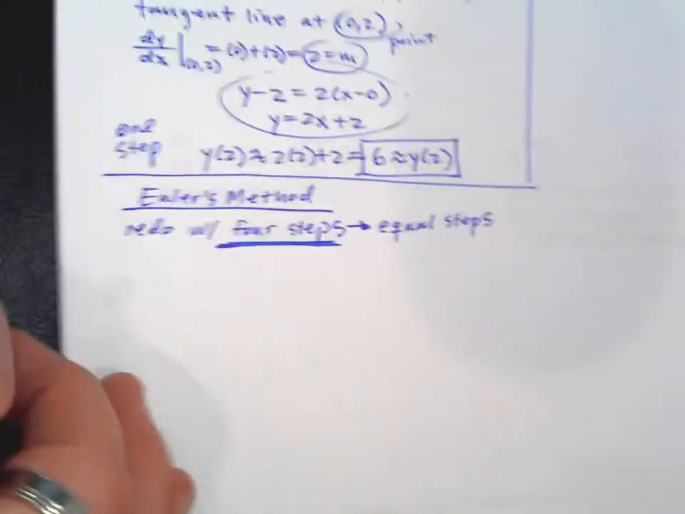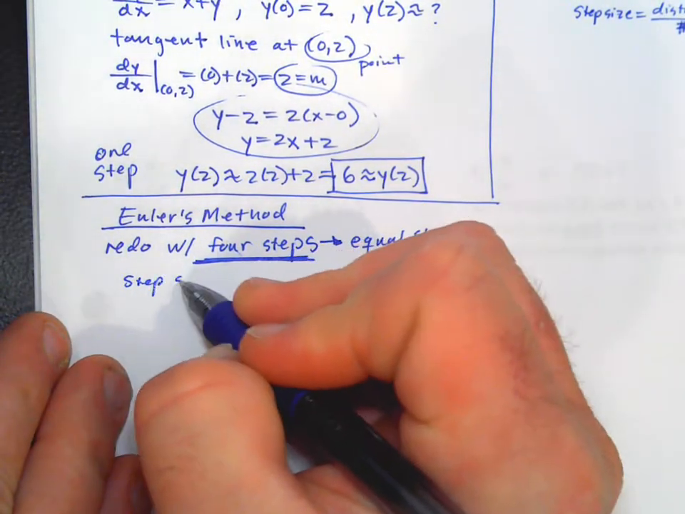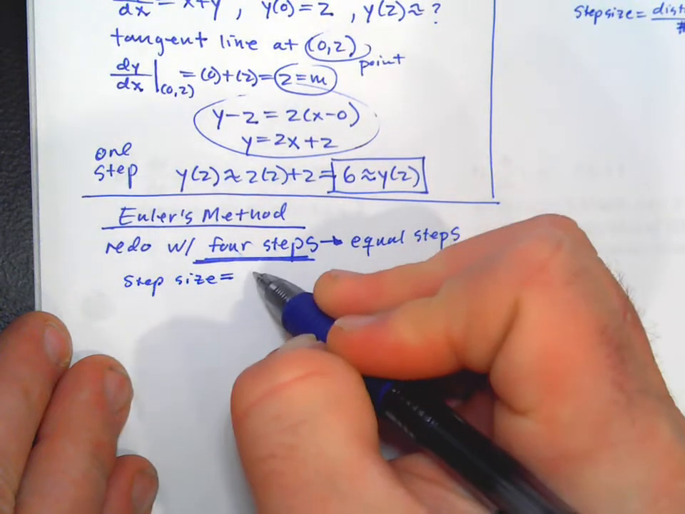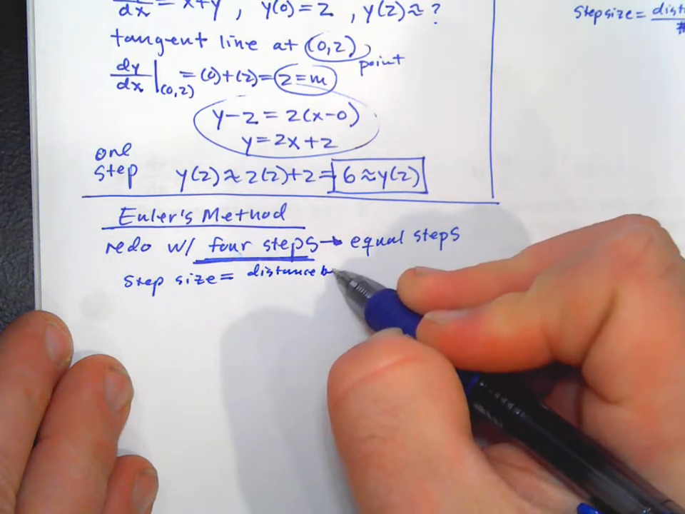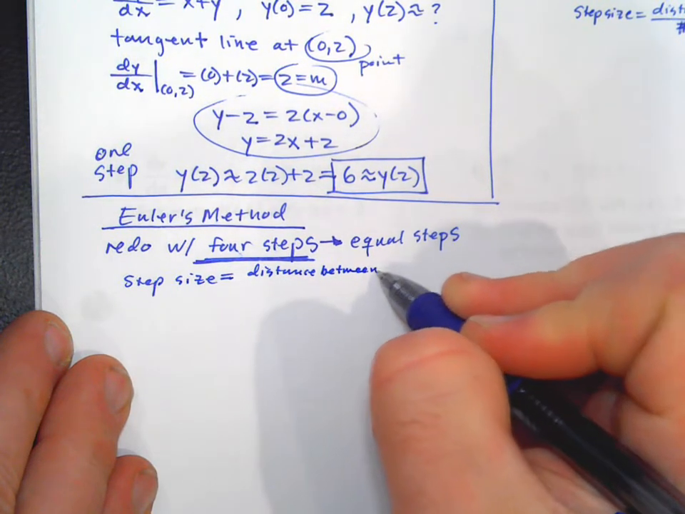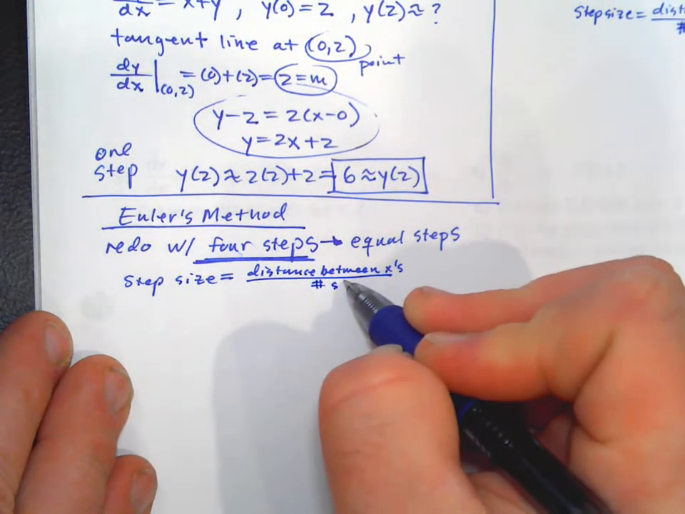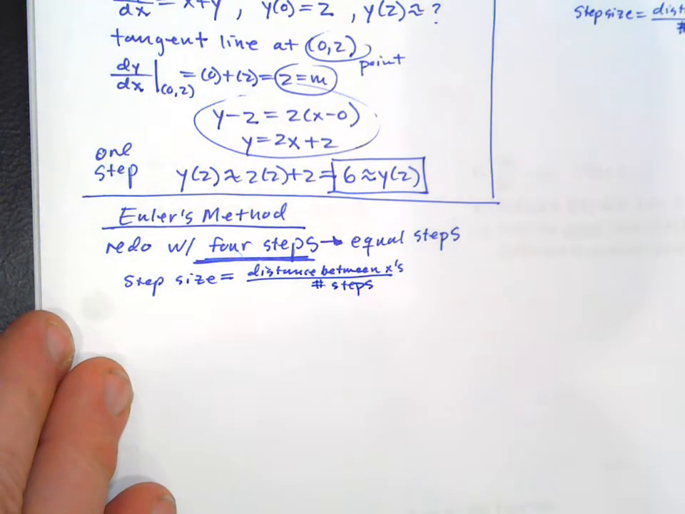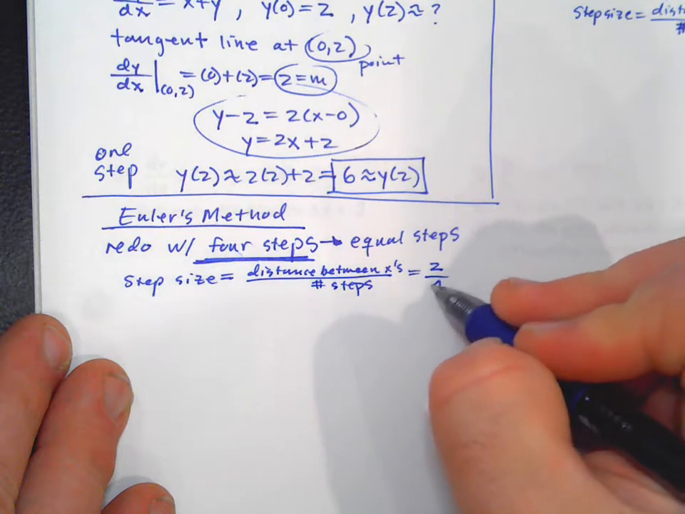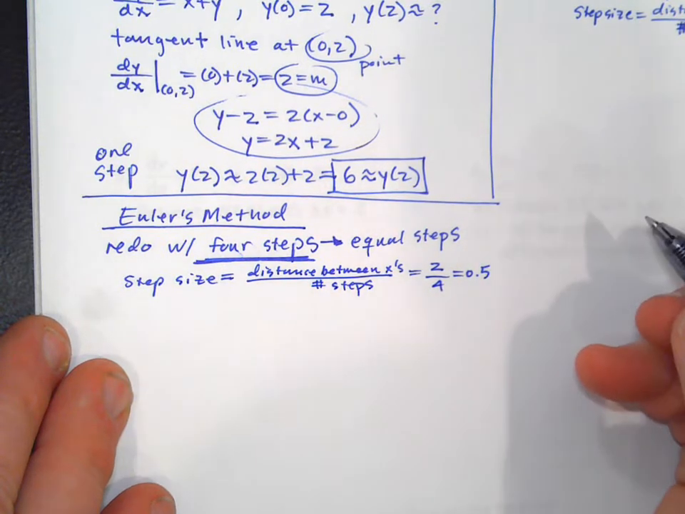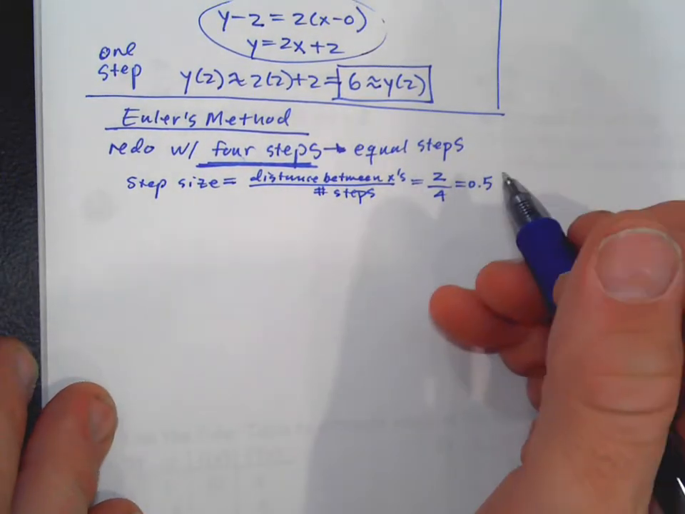So the step size is going to equal the distance between the x's, the x you know and the x you want, divided by the number of steps. So in this case, we're going from 0 to 2. So it's going to be 2 divided by 4, so each step is going to be 1/2 or 0.5. Okay. Not that you couldn't probably do that in your head.